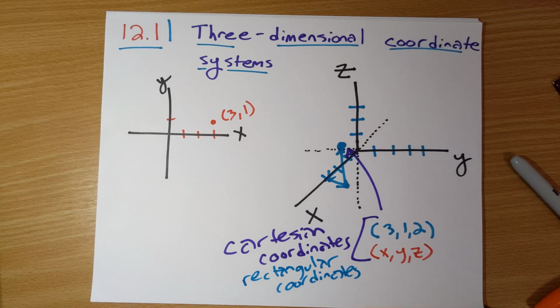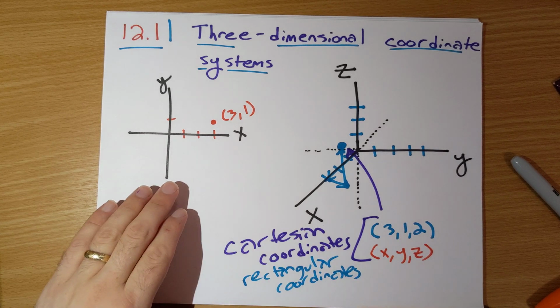There are other three-dimensional coordinate systems. Just like in Calculus 2, you should have learned about polar coordinates. So usually in 2 dimensions we represent things x, y, but then sometimes we go r theta. This is Cartesian coordinates here in 3 dimensions. We'll learn about other 3D coordinate systems later.